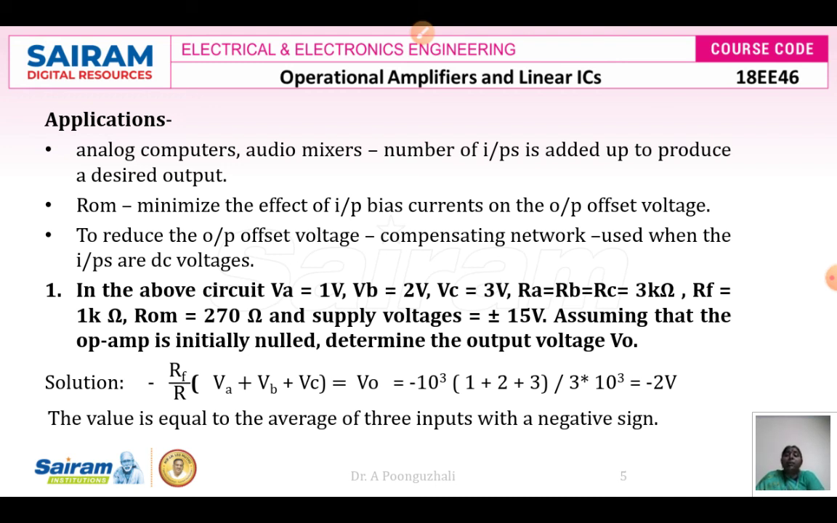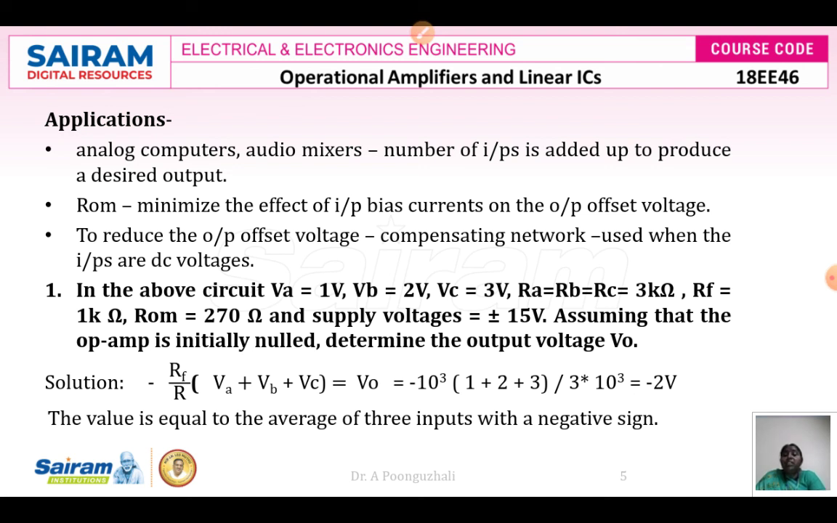Now we will see a problem there. In the above circuit, VA is equal to 1 volt, VB is equal to 2 volts, VC is equal to 3 volts. RA is equal to RB is equal to RC is equal to 3 kilo ohms. RF is 1 kilo ohm and ROM is equal to 270 ohms and supply voltages are plus or minus 15 volts. Assuming that the op-amp is initially nulled, determine the output voltage V0.